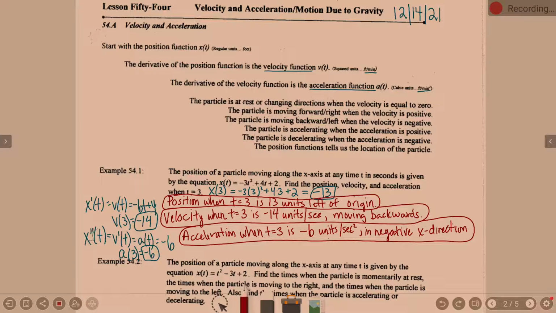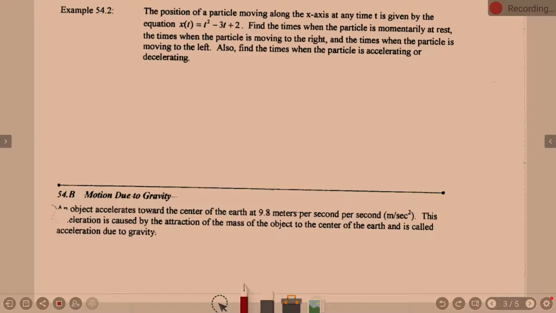Okay. Are we ready to try the next one? The position of a particle moving along the x-axis at any time t is given by the equation x of t. Find the times when the particle is momentarily at rest, the times when the particle is moving to the right, the times when the particle is moving to the left. Also find the times when the particle is accelerating or decelerating.